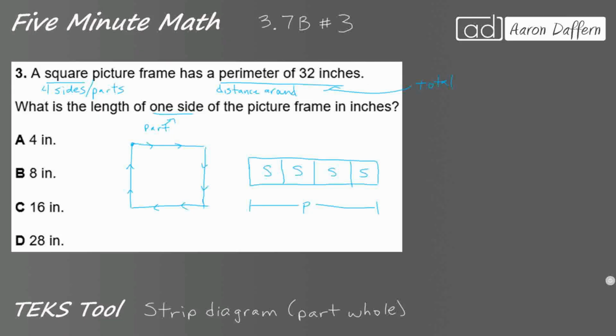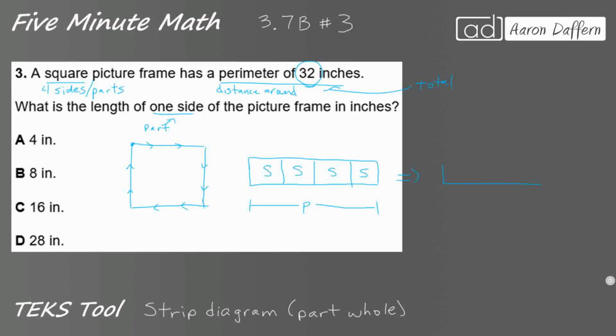One thing we need to know about a square is that each side is the exact same length. So that's why, if we're dealing with a rectangle, they have to give us either the length or the width if we want to find a missing side length. They don't have to do that with a square because all four sides are the exact same length. So if we want to turn this into our strip diagram with the information they gave us, they told us that our perimeter is 32 inches.